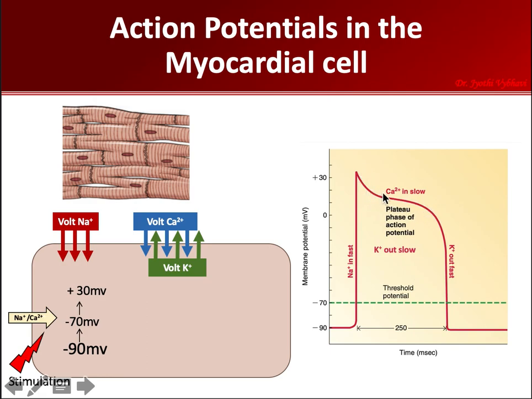But after certain milliseconds, what happens? Voltage gated calcium channels close, but at the very same time, more potassium channels open. Because more positive ions are going out of the cell, the cell membrane loses its positivity and becomes more and more negative. So it is coming back, becoming more and more negative, and finally it comes back to its resting membrane potential.